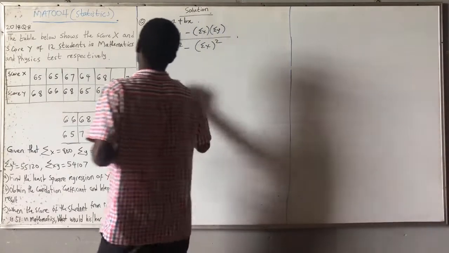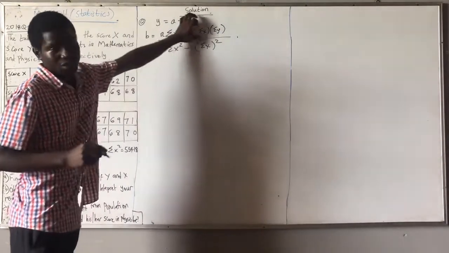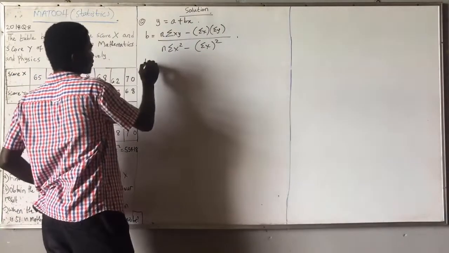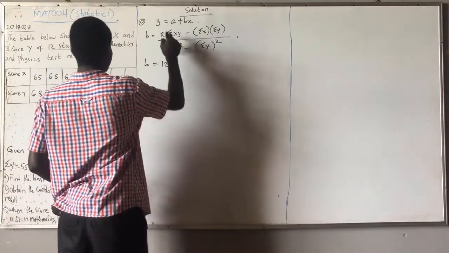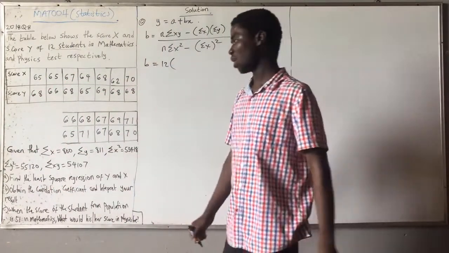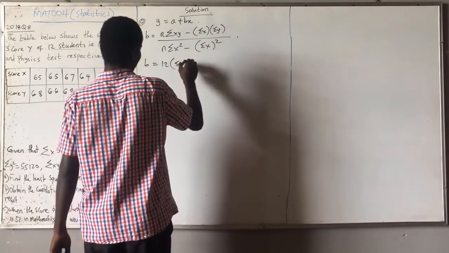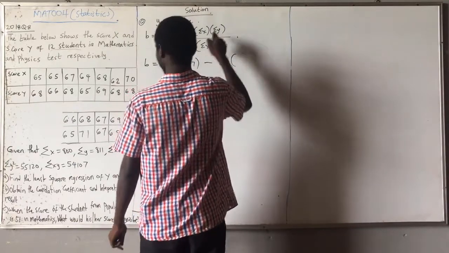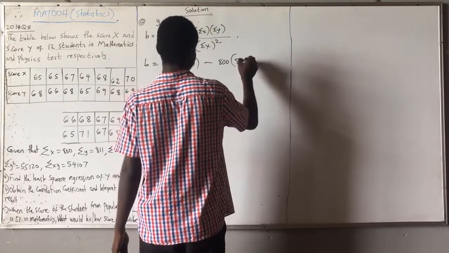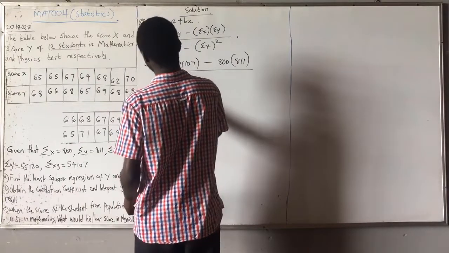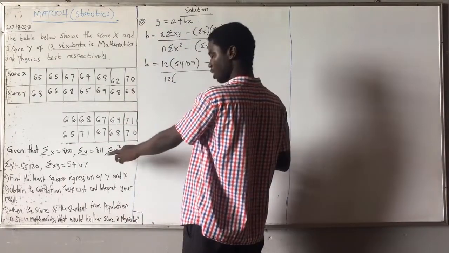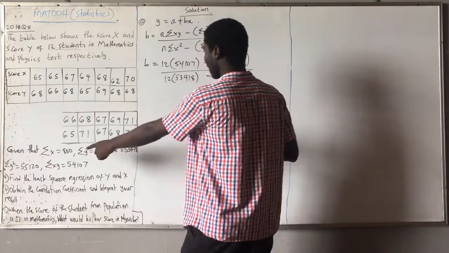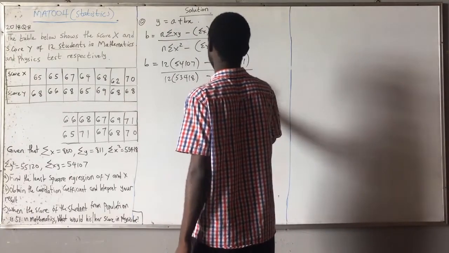So for B, you first look at the formula for B. This is the equation they want us to find, the regression of Y on X. So now, B will be equal to 12, open bracket, what is the summation of XY? 54107. 54107 minus summation of X, 800, multiplied by summation of Y, 811, all over 12 times summation of X squared, 53418, minus summation of X all squared, 800 all squared.